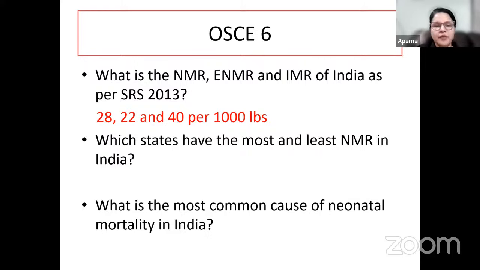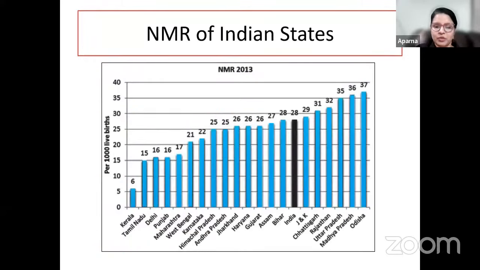The states that have the most and the least NMR in India are Odisha, which has the maximum neonatal mortality rate, and Kerala, which has the least. And the most common cause of death is prematurity. So this gives a state-wise representation of NMR. Of course, this is not very recent. This is from 2013, nearly 10 years old.